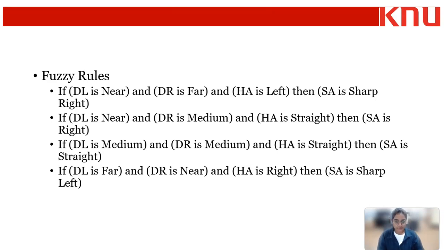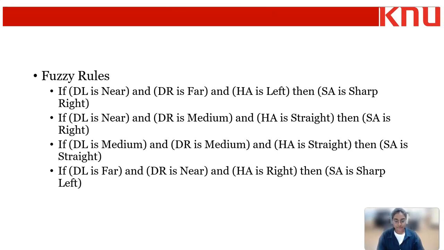Steering angle is sharp right. Similarly, if DL is near and DR is medium and head is straight, then SA is to the right. If DL is medium, DR is medium and HA is straight, then SA is also straight. That is, there is no curve.